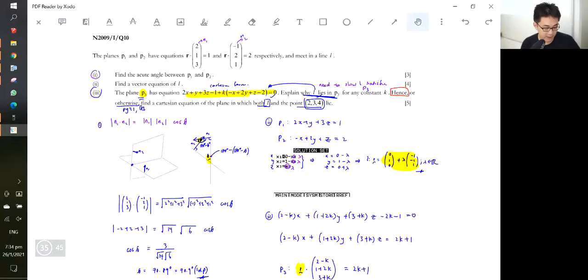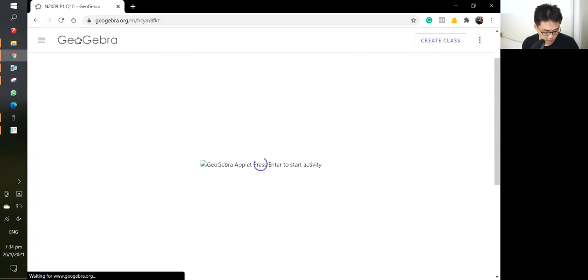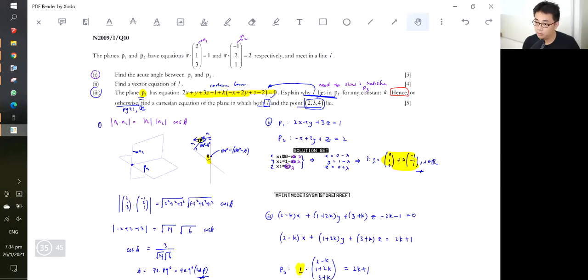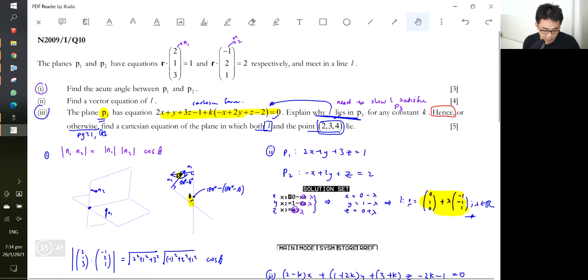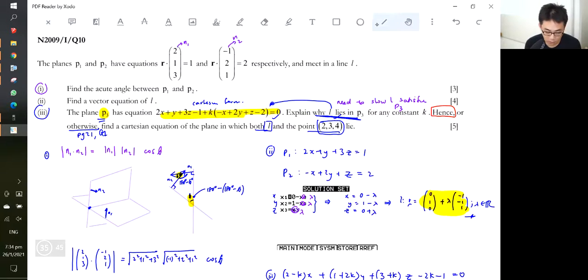I'm going to try and explain using, what do you call it? Drawing method. Then after that, I'm going to use the 3D model to show you. Okay. So I repeat, if I were you in the exam, I will draw. I'll definitely draw. So this is how I'll draw.